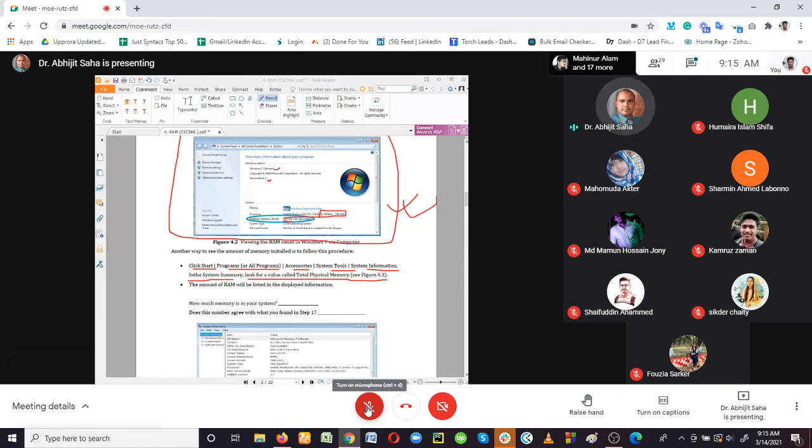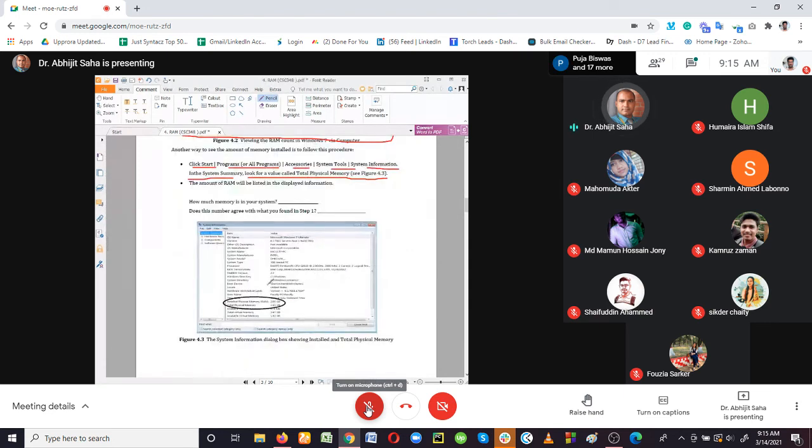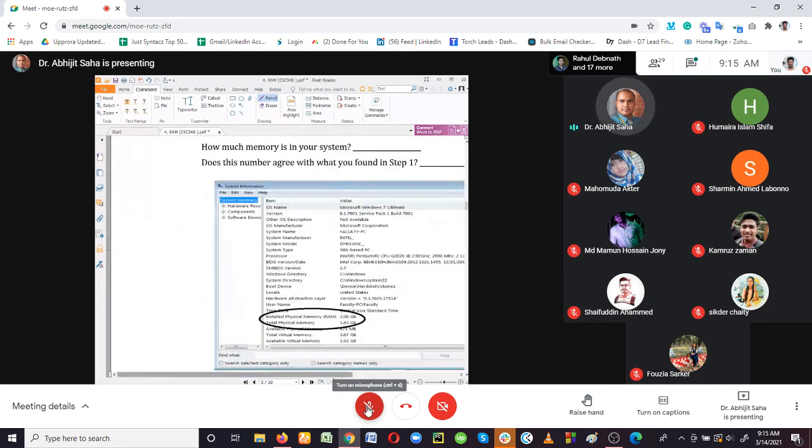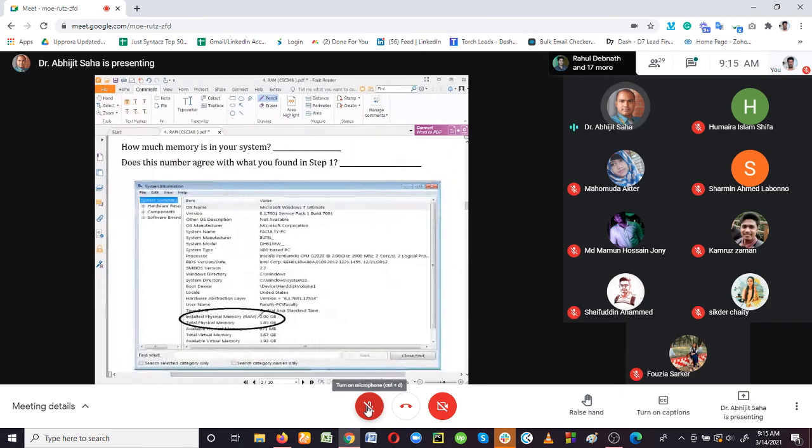If you click on the system information, you can get the details of your system, what hardware components you actually have. You'll be able to see several things, and that is also one of the ways you can check how much RAM you have in your computer system. There are also different other pieces of information you'll be able to see.